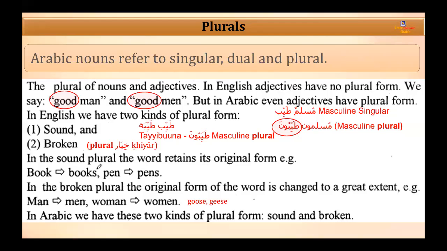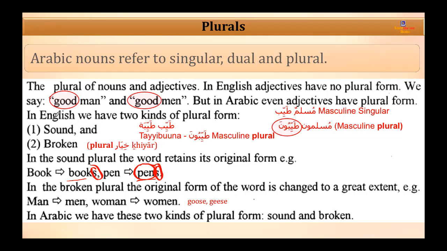So when we say what is a sound plural in English, we mean that the word retains its original form. For example, book, in order to make it a plural, you're just going to add an s to it. So the original word book remains intact. Similarly, pen, you're just adding this s. So the word remains intact, pen. This is called sound plural because the word itself remains sound or intact. We're only adding a suffix of s to make it plural.